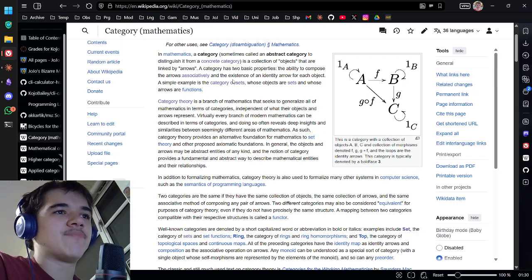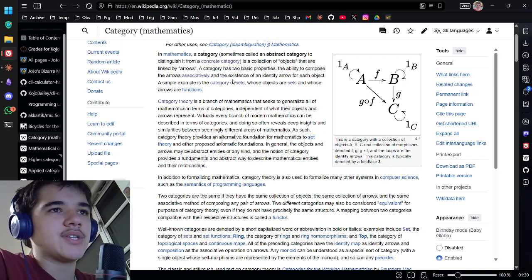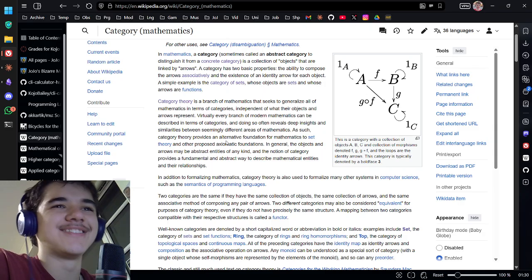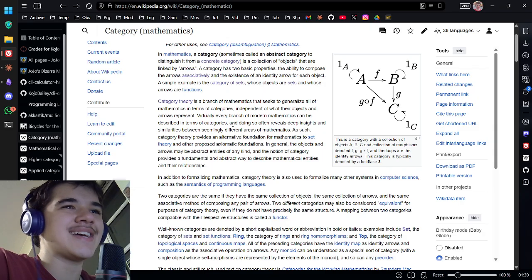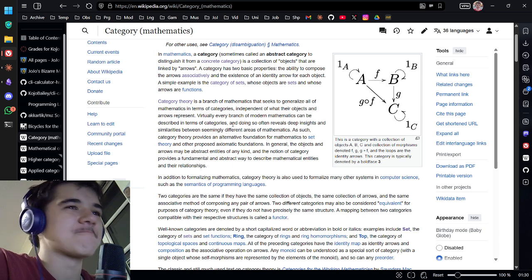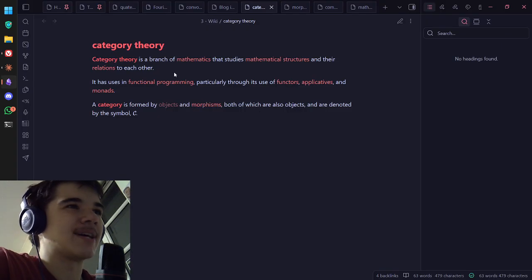Virtually every branch of modern mathematics can be described in terms of categories, and doing so often reveals deep insights and similarities between seemingly different areas of mathematics. Why the hell is this here? What? It did not say that on the category theory page, I swear. That's actually more insight.